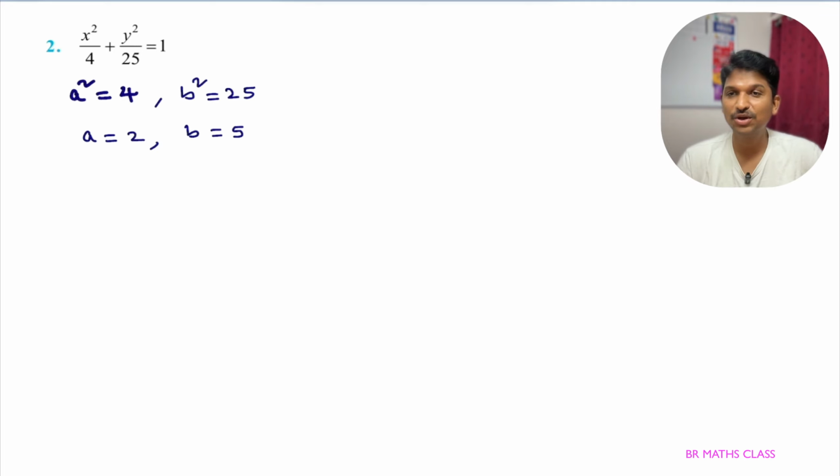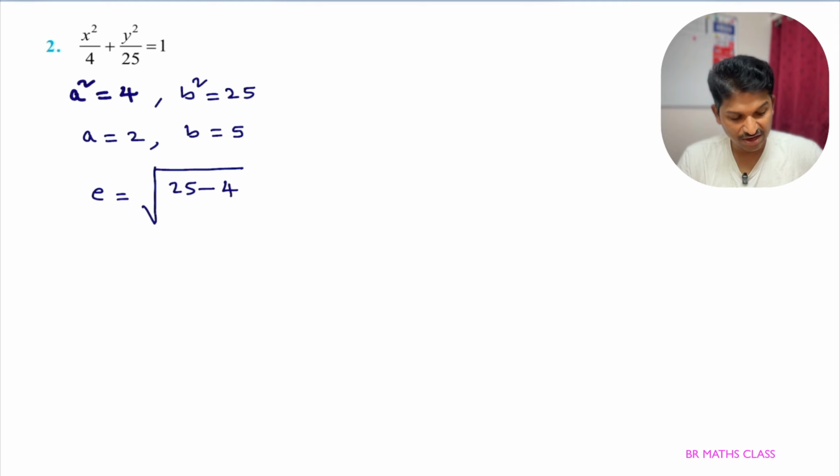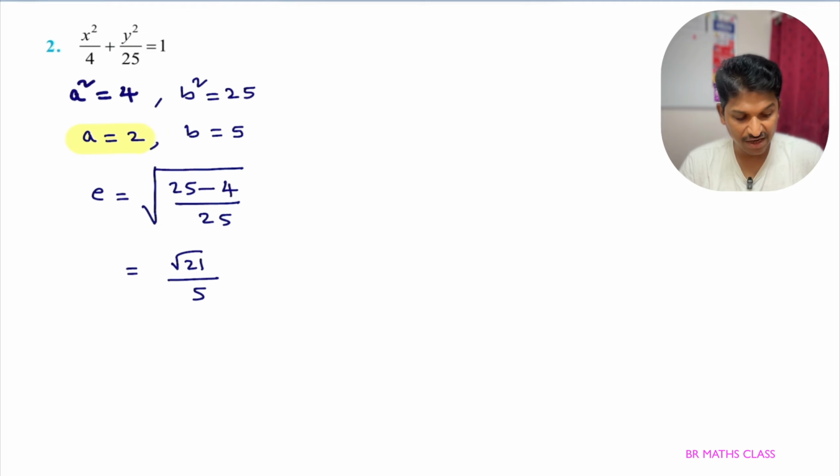It is important, okay? Now, I'll find eccentricity. What is the formula for eccentricity? Whether it is first type or second type, you just follow this trick: bigger number minus smaller number divided by bigger number, all under root. Bigger number 25 minus smaller number 4, divided by bigger number 25. 25 minus 4 is root 21. Root 21 divided by root 25. Root 25 is 5.